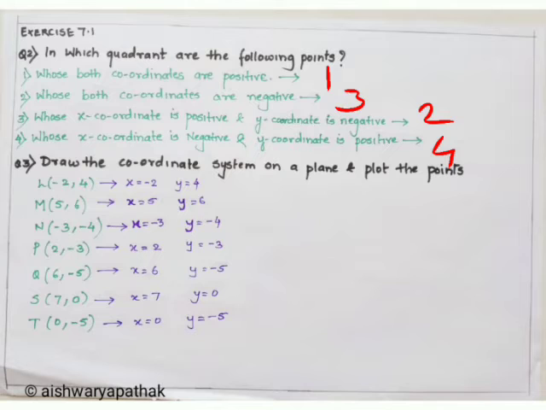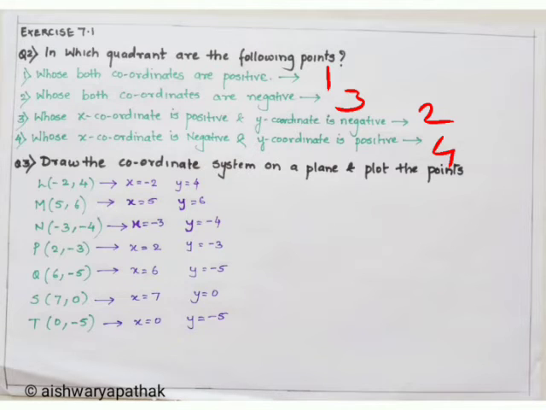Then question number 3. Draw the coordinate system on a plane and plot the points. Here they have given the x and y coordinates. So L (-2, 4): x coordinate is -2 and y coordinate is 4. Next one, M (5, 6): x coordinate is 5, y coordinate is 6. N (-3, -4): x coordinate is -3 and y coordinate is -4. Then P (2, -3): x coordinate is 2 and y coordinate is -3. Then Q (6, -5): x coordinate is 6 and y coordinate is -5.